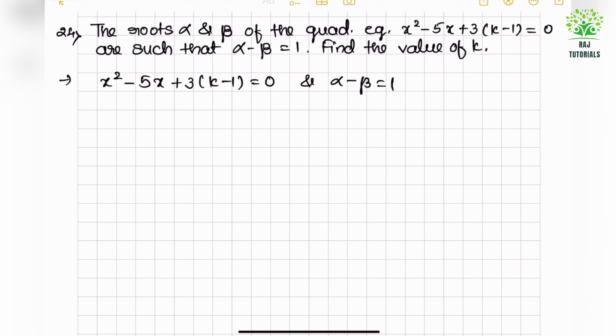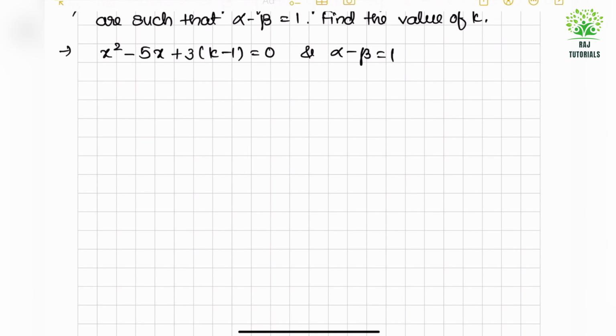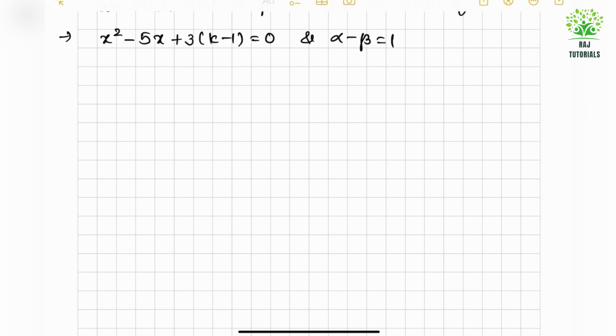Now the next question says the roots alpha and beta of the quadratic equation x square minus 5x plus 3 into k minus 1 equal to 0 are such that alpha minus beta equal to 1. Find the value of k. So here the equation given to me is x square minus 5x plus 3 into k minus 1 equal to 0, and it is given that alpha minus beta equal to 1.